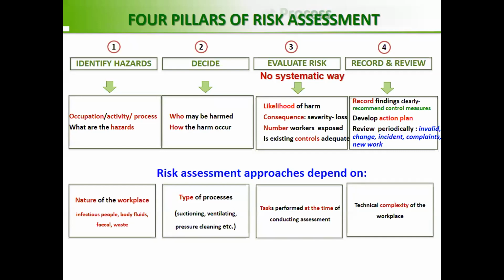Then the third step, you evaluate the risk. That's checking the likelihood that harm may occur and the consequence from being exposed to that, whether it is severe or there will be any loss of human life, and the number of workers exposed at the time of work or at the time of risk assessment. And then determine what existing controls are in place and if they are adequate or if you need to add on extra measures in controlling the risks.